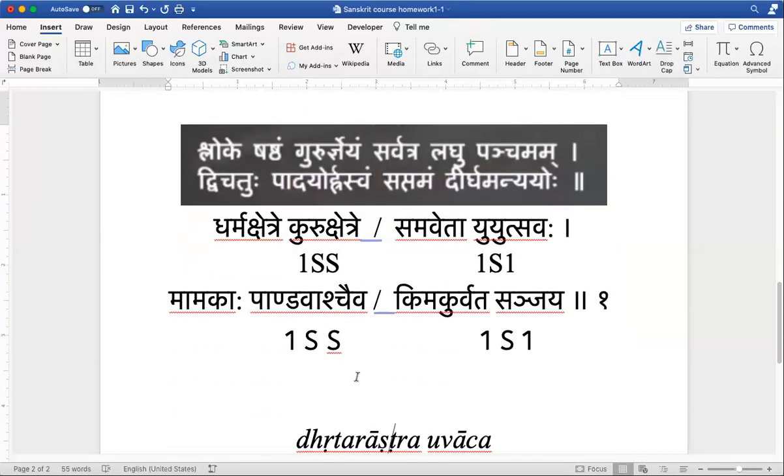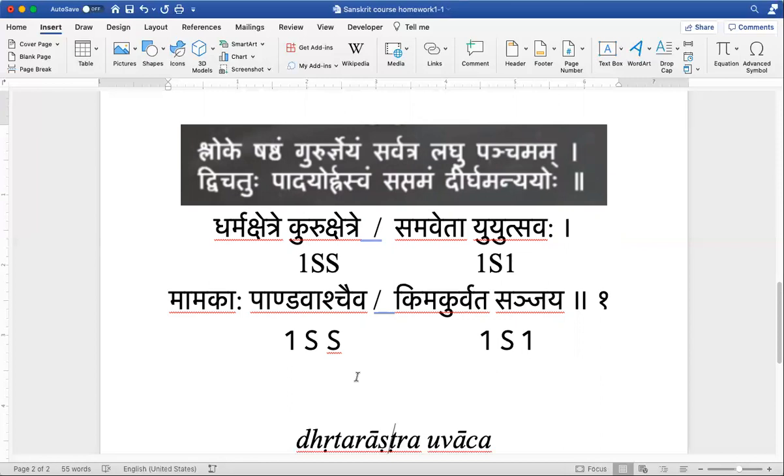So I've included this verse also, but this one is more clear. Shloke Shashtam Gurordneyam Sarvatra Lagu Panchamam, Dvichatuhu Padayo Raswam Saptamam Dhirga Manyayoho. So that means if you apply this rule very, very clearly, all the shlokas, 646 shlokas. So you have to learn this rule clearly. If you learn this rule, then it's easy.